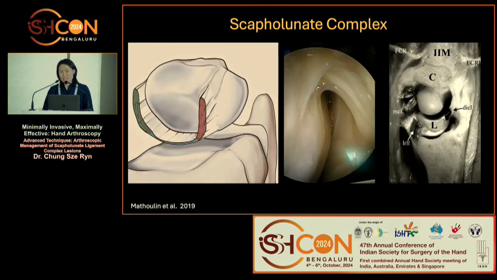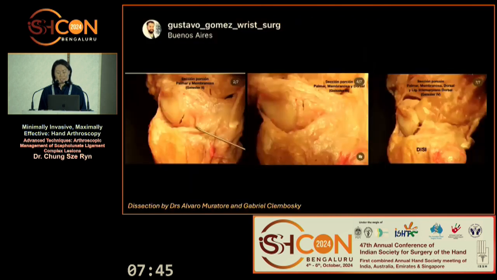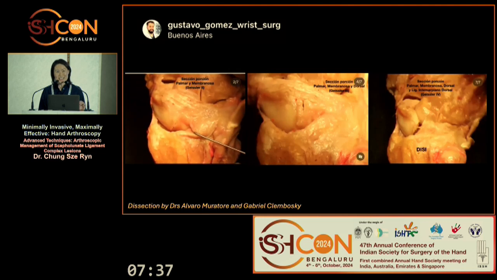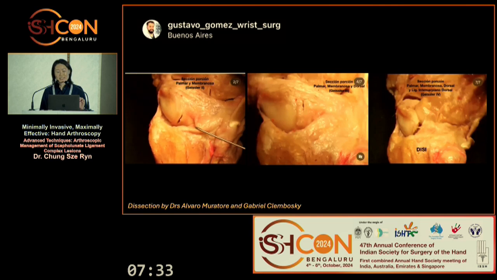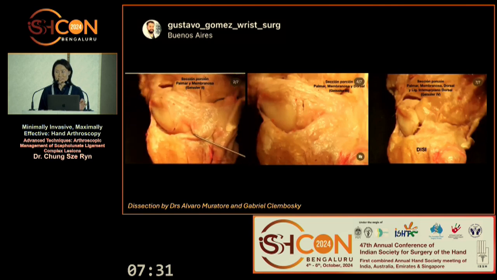So the scapholunate joint is stabilized not only by the interosseous ligament, but also by the secondary stabilizers, namely the DIC ligament, the volar radiocarpal ligaments, SCT ligament complex, and so on. If you look at this famous video of the dissection by Drs. Murato and Klemboski, you can see that when you transect the palmar as well as membranous ligaments, there is some widening of the scapholunate gap.